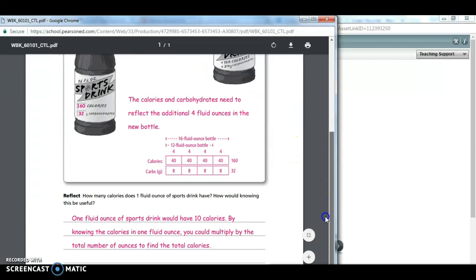Here is one way to get the answer if you want to read through it. The other way to get it, if I scroll down, 1 fluid ounce would have 10 calories in it, and then knowing that you can then multiply it up by 16.